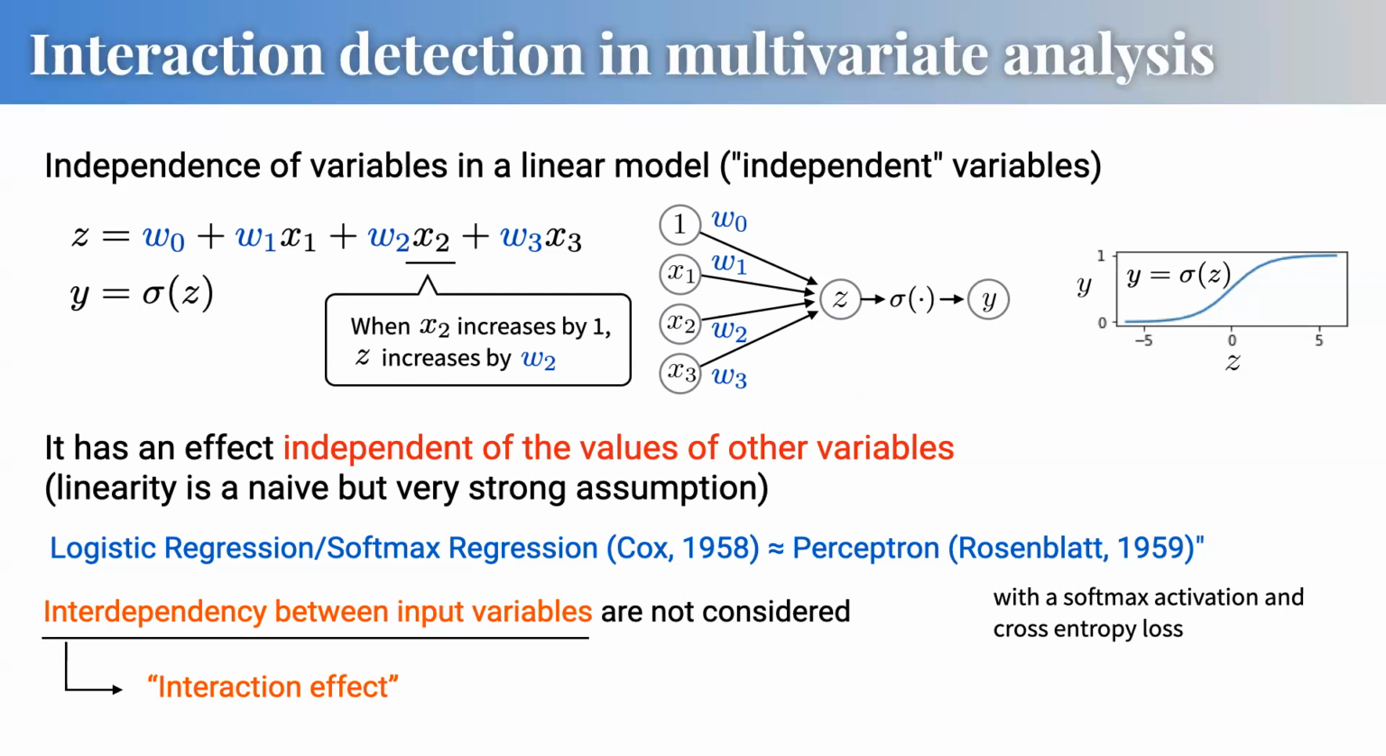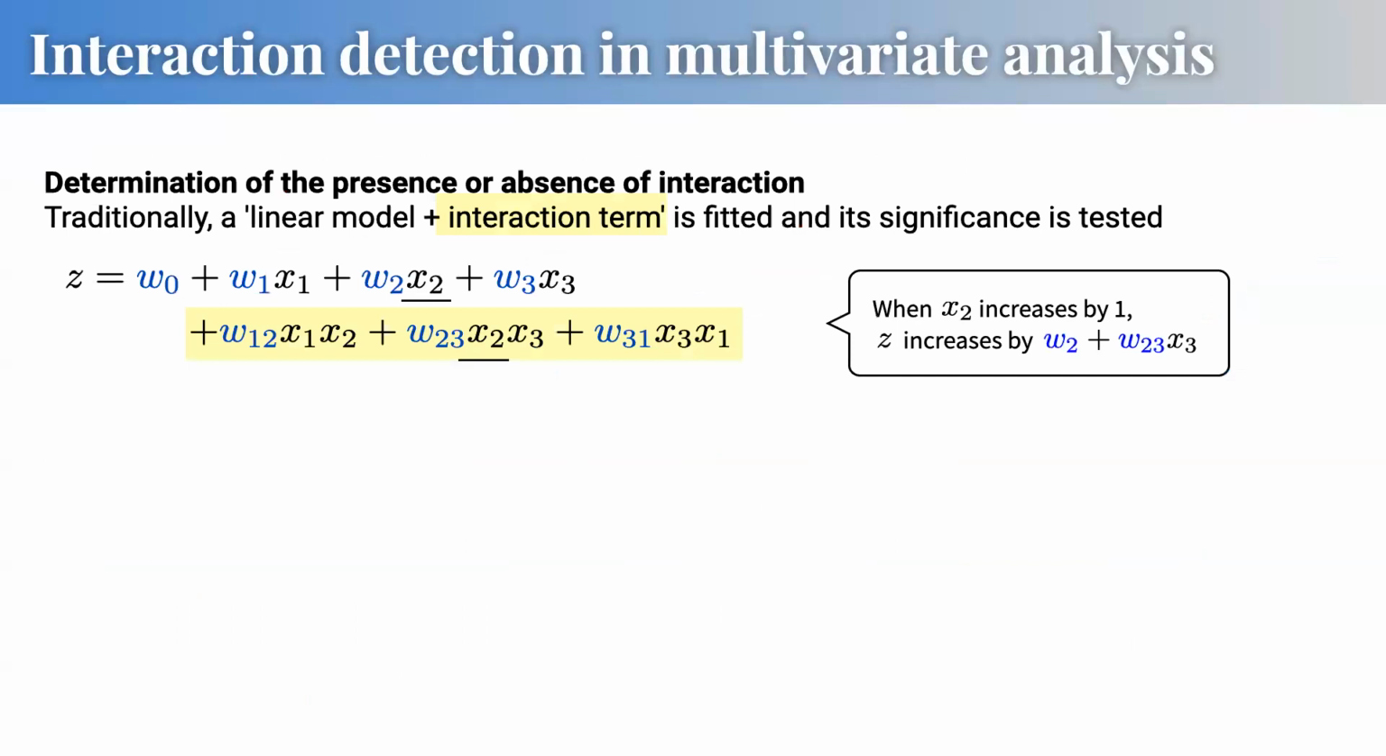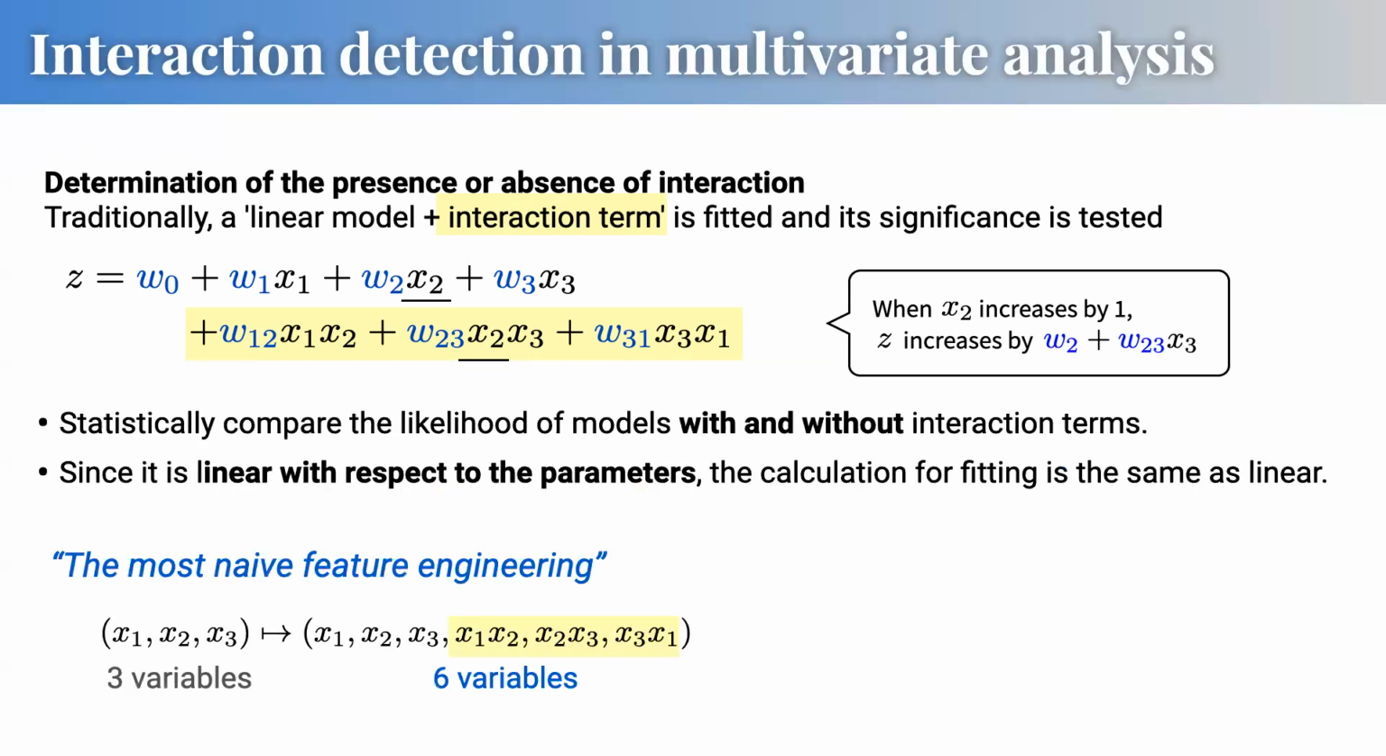To overcome this problem, statisticians invented the interaction term, which is basically adding a product term here. In this case, we add three product terms: x1 times x2, x1 times x3, x2 times x3, and the like. In this case, when x2 increases by 1, z increases by w2 plus w23 times x3. So it depends on the value of the other variable x3. If we add interaction terms, we can consider the interdependence between the independent variables. If not, there is a strong assumption that all the variables are independent.